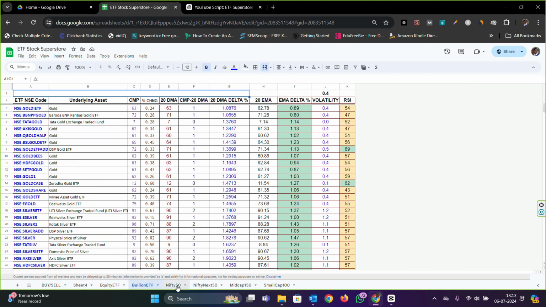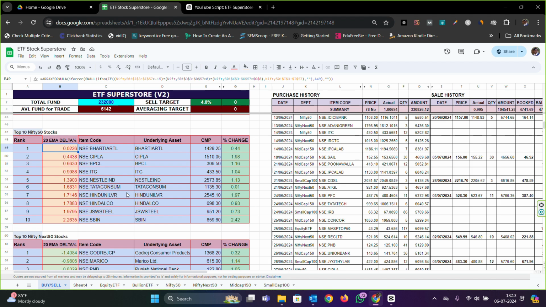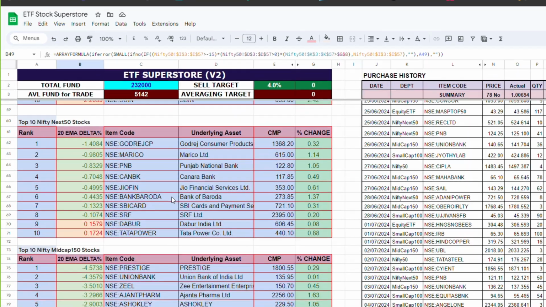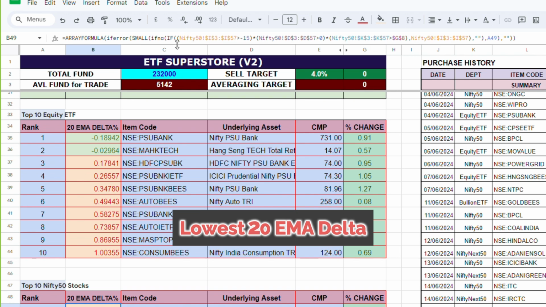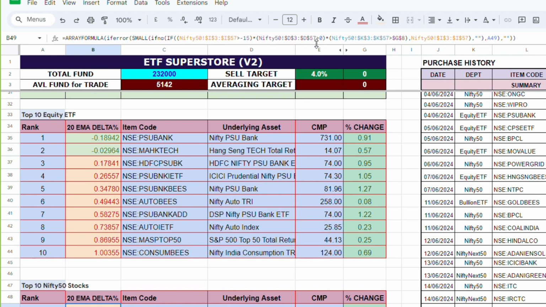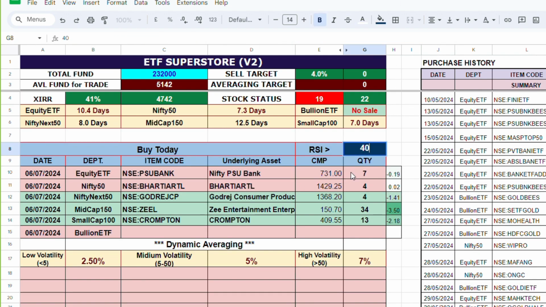All our sheets have similar formulas. Top 10 data is coming from the individual sheet to this top sheet. This formula ensures we get the lowest 20 EMA delta, which are currently rising, and also the RSI of the stock is more than target. An advanced user who knows RSI can change this RSI value to select the desired stock.